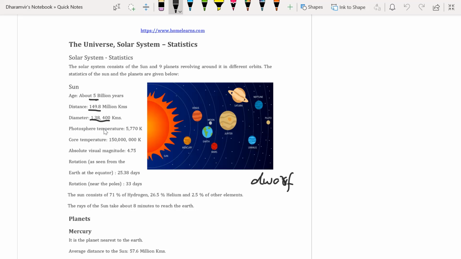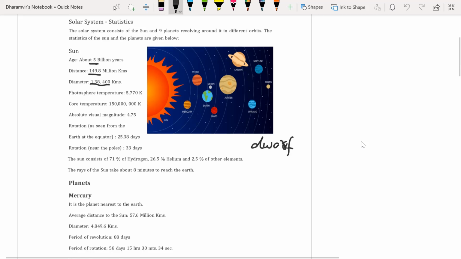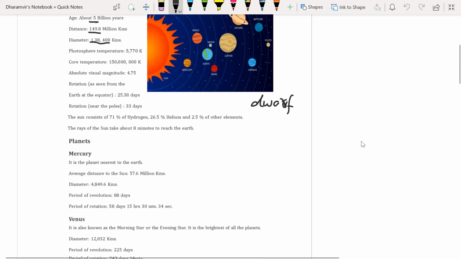Rays of the sun take about 8 minutes to reach the Earth. This question is asked in each and every GK paper: how much time a ray of the sun takes to reach the Earth. It means it takes 8 minutes to reach the Earth.